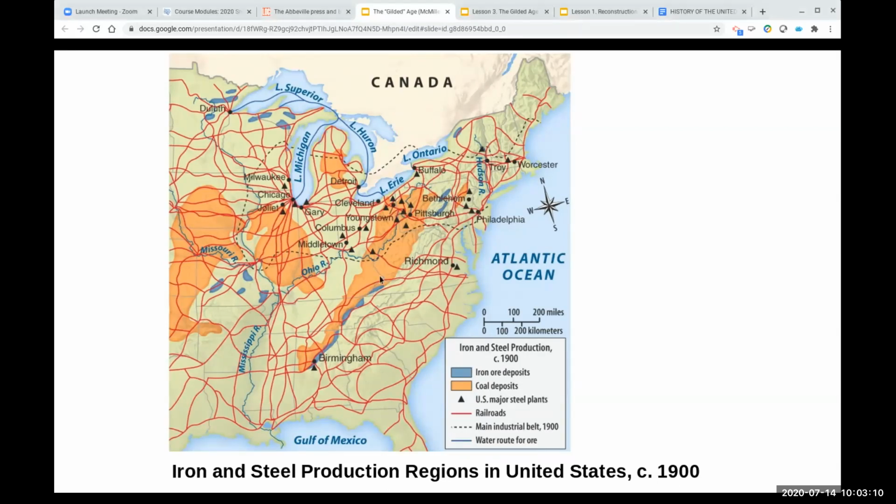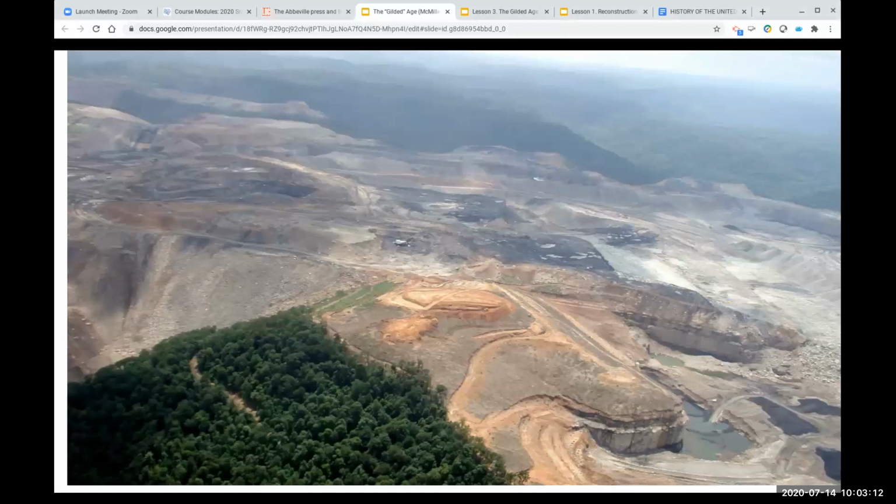And that's about 1900. Here is some of the effects of some of this mining. This is a coal mine, I believe, or a mine in West Virginia, which is right in the heart of what we call Appalachia. And this is called strip mining, in which they basically just cut off the tops of mountains and take as much of the ore, which is below these mountains, to be used.